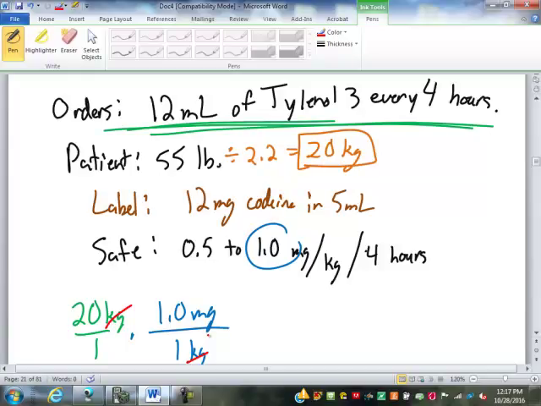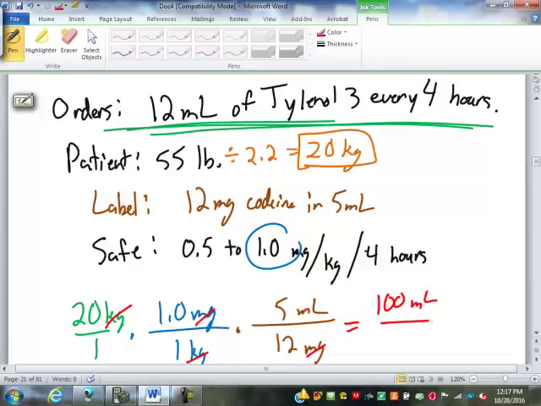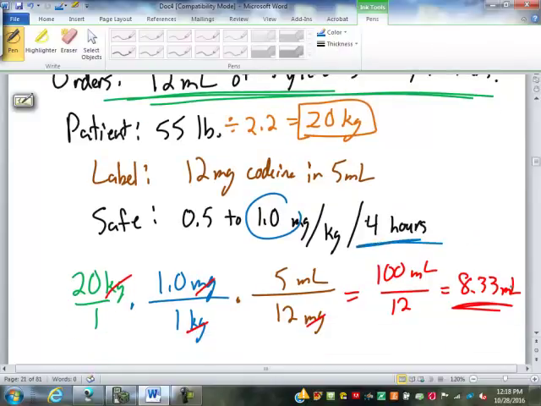I appreciate it. Okay. So the kilograms cancel out. Then I have 12 milligrams here in 5 milliliters. So the milligrams cancel out. So now I have 20 times 1.0 times 5 is 100 milliliters. 1 times 1 times 12 is 12. Which is going to give us what? 8.33 milliliters. That is per 4 hours.